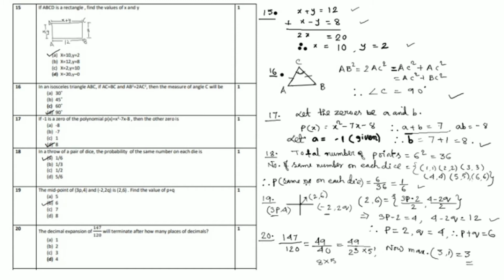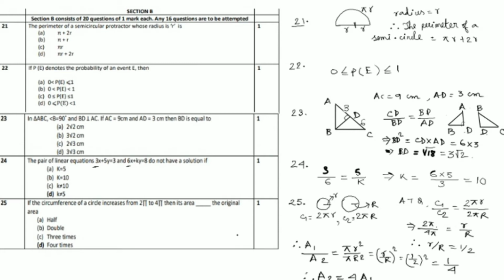Now we have to find out the maximum of 3 or 1. Which will be the maximum? The power of 2 and 5, which will be maximum? Here the power of 2 is 3 and here the power of 5 is 1, and the maximum is 3. Okay. So after how many decimal? After 3 decimal the expansion will terminate. Okay.